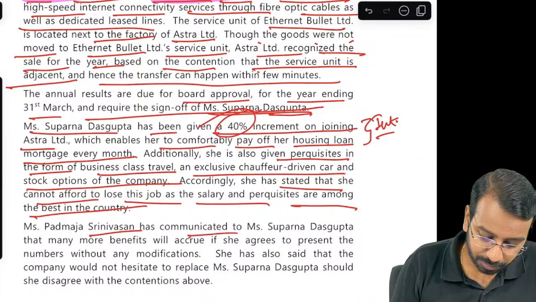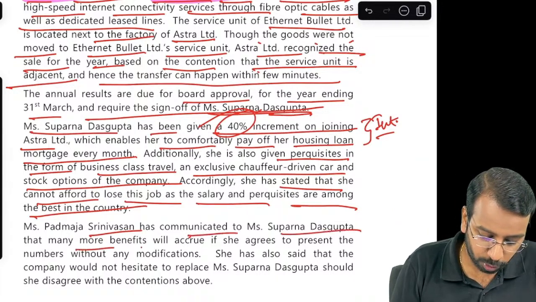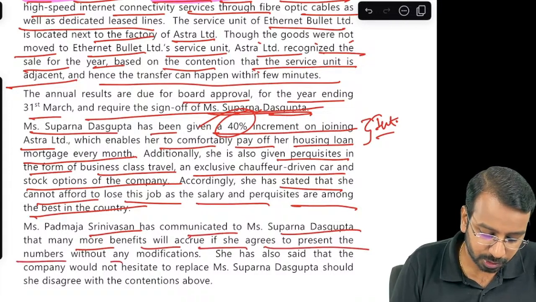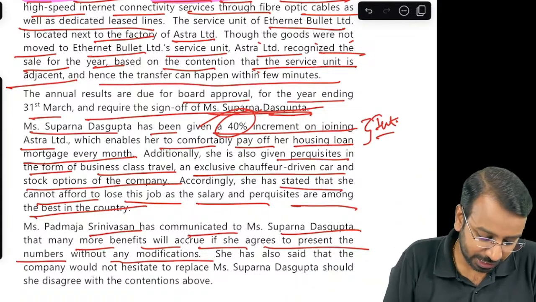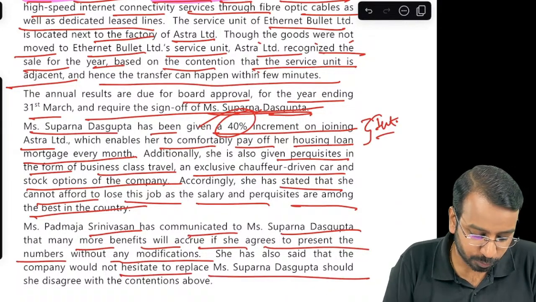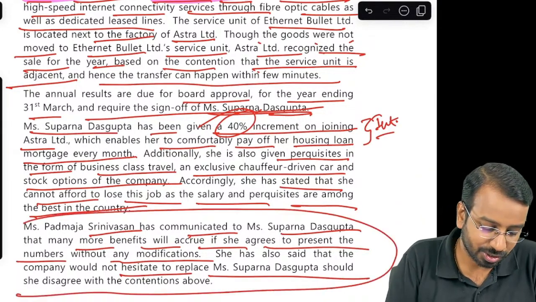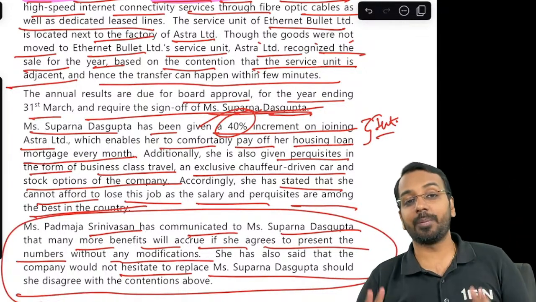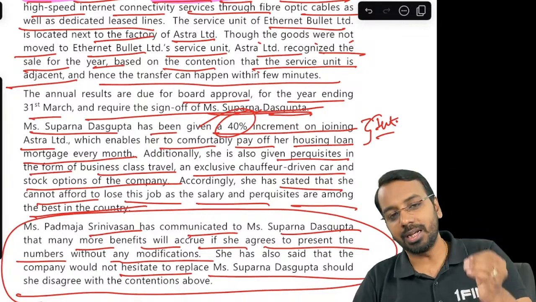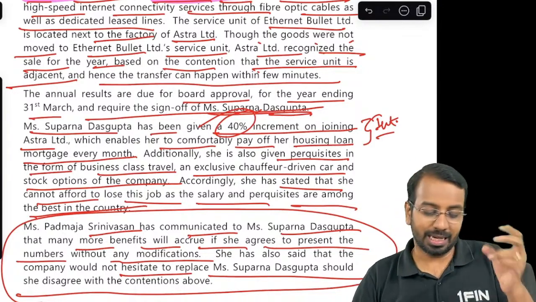Mrs. Srinivasan has communicated to Das Gupta that many more benefits will accrue if she agrees to present the numbers without any modification. Indirect way of bribing. She has also said that company would not hesitate to replace Das Gupta should she disagree with the contentions above. So basically, open threat. There is a threat to independence. Do this or leave the company.